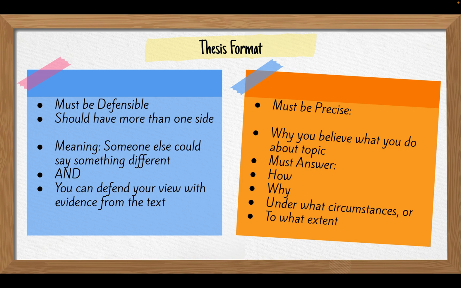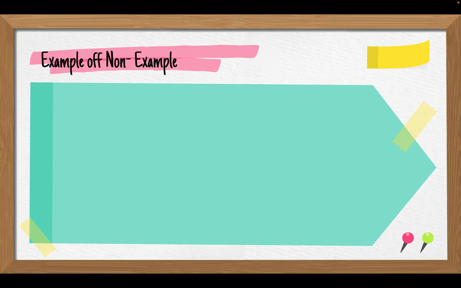It also needs to be precise, which is why you believe what you do about the topic. So it must answer how, why, under what circumstances, or to what extent. This will make it really nuanced. You might have heard the term 3-point thesis, which would be what you believe about your topic plus 3 reasons why you believe it. That's a good thesis, and that would be meets expectations, but it's not nuanced enough to be exceeds expectations. So here's an example.